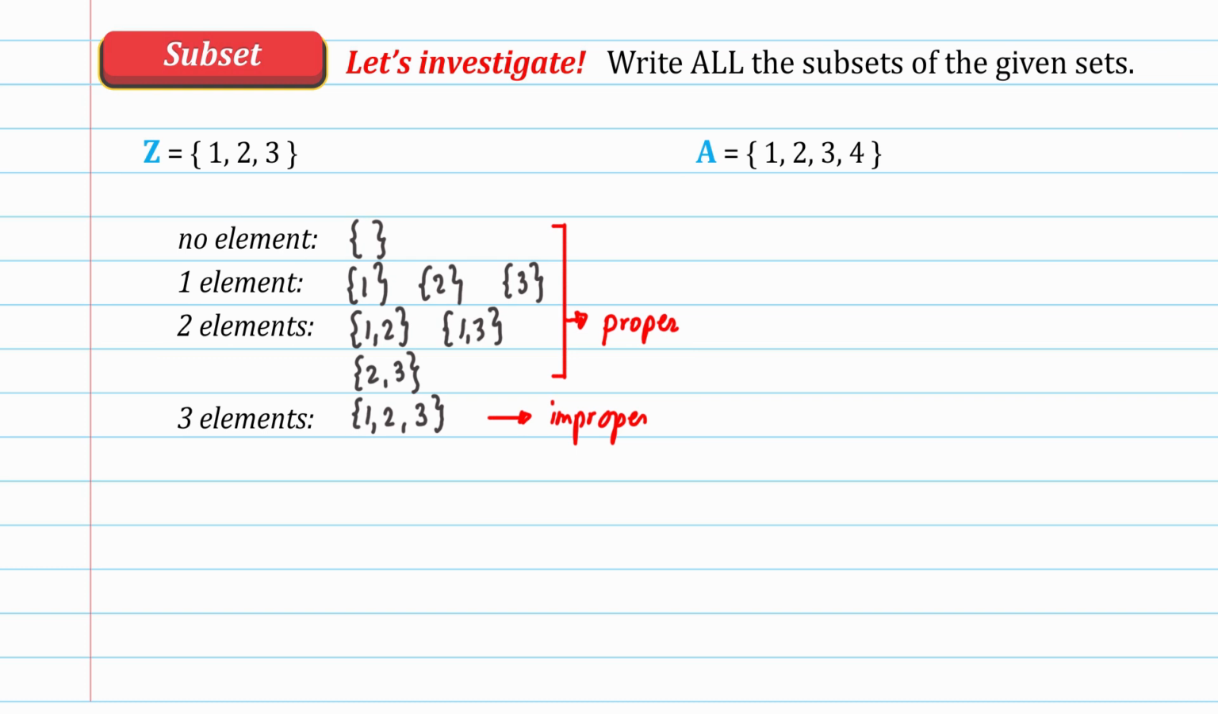More elements, more exciting. Same plan of attack. List all subsets in increasing order of elements. Let me quickly write the subsets with no element and 1 element.